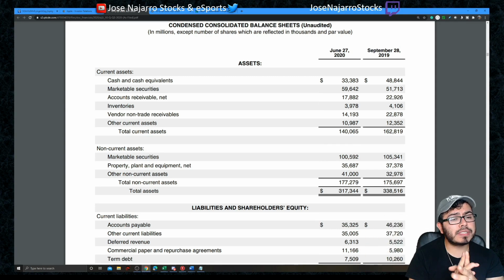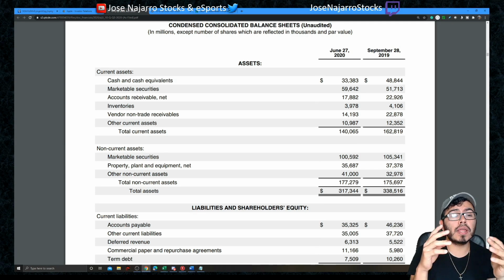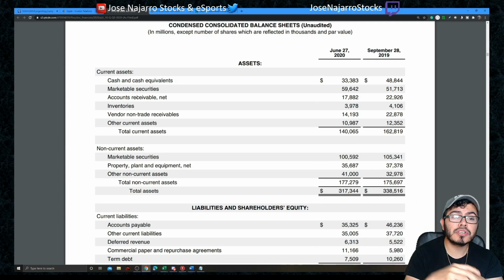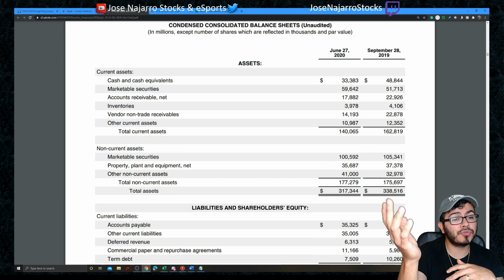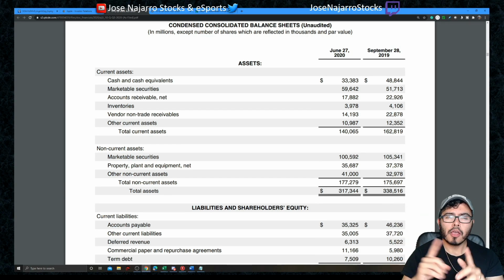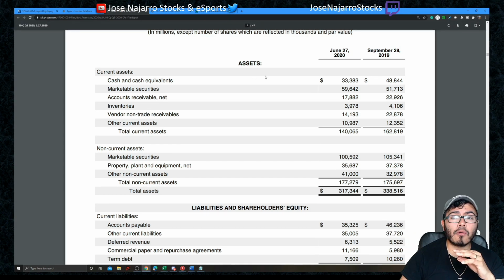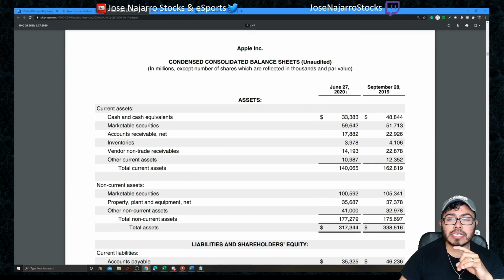Very similar with accounts receivable. Usually in quarters when they're selling more to their customers, you're going to see a higher jump in accounts receivables. One thing I want to mention is when we take a look at a balance sheet, you're taking a look at that current quarter compared to the end of their last fiscal year.